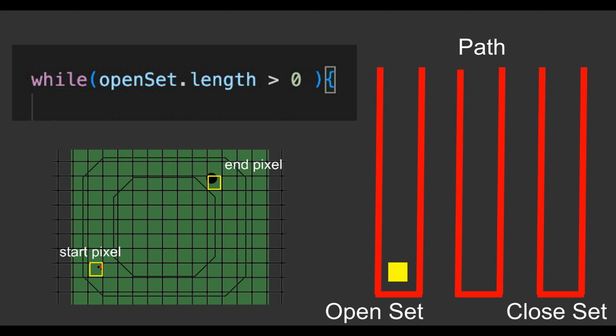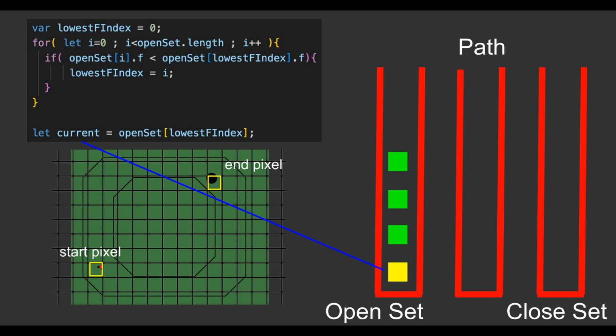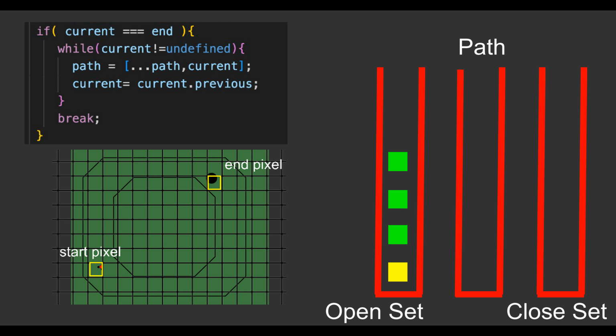Now the main loop begins, which states to keep searching until you find the target. As long as there are places left to check, keep looping. After that, we first find the pixel with the lowest cost. This loop finds the pixel in the open set that has the lowest f value. The f value is the total estimated cost to get to the target. It's calculated by adding G and H. If the current pixel is the same as the target, we have found the path and we can stop the searching.